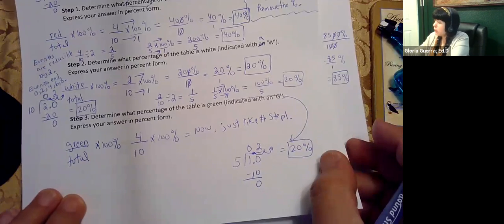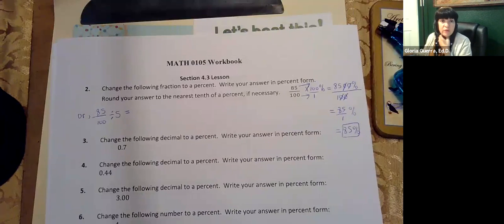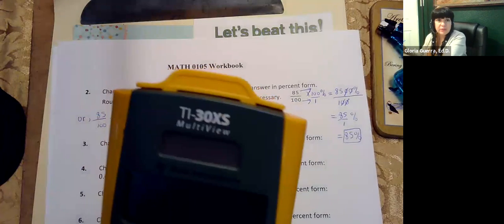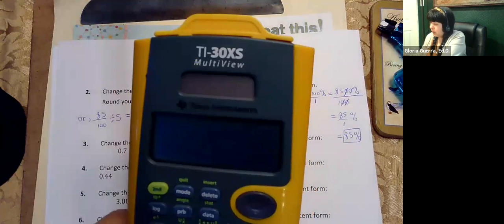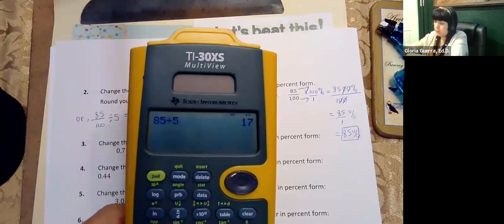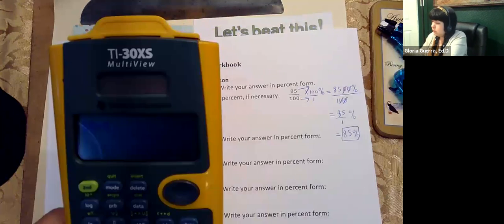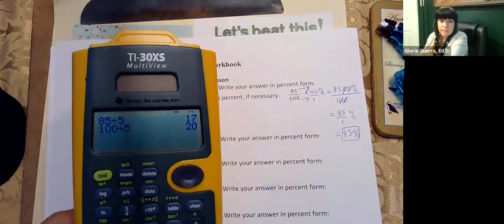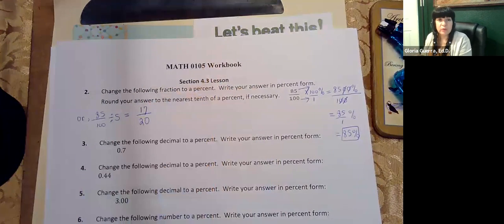So on number 2, if I wanted to, I could reduce 85 over 100 by 5, because the divisibility rule says if a number ends in 5 or ends in 0, then you should be able to reduce it by 5. 85 divided by 5 is 17. And 100 divided by 5 is 20. That gives you 17 over 20.